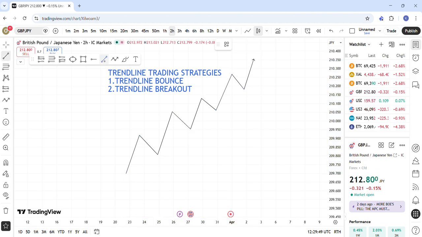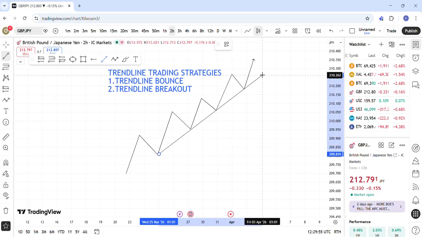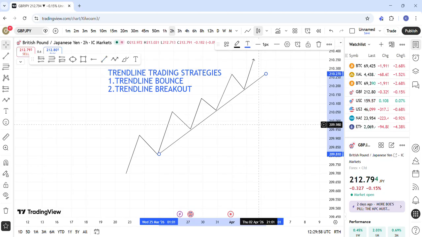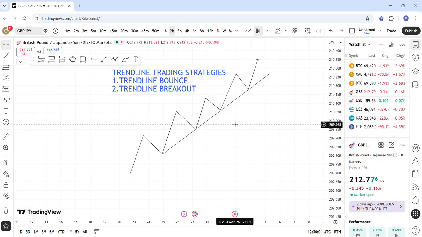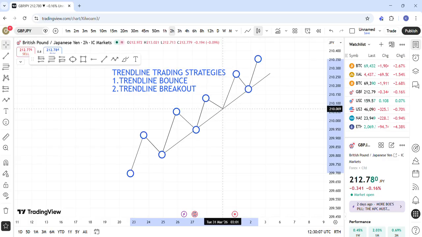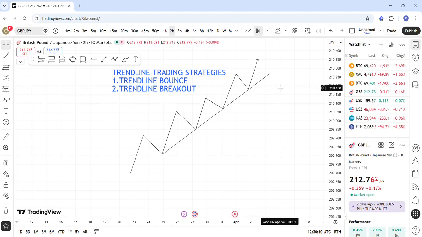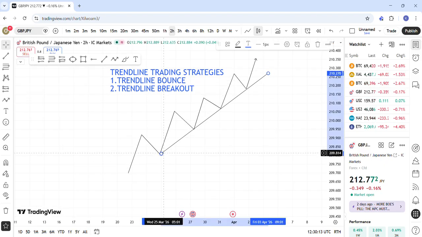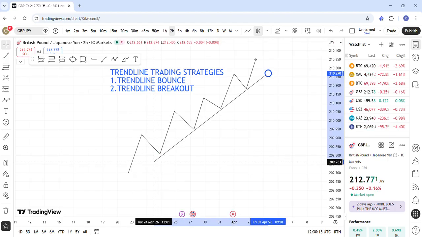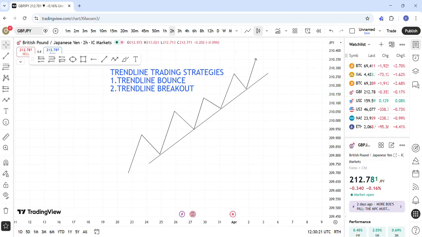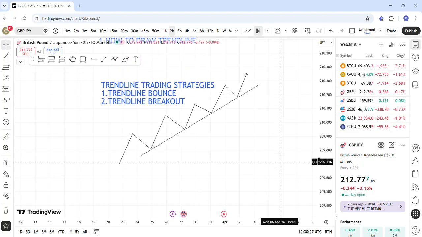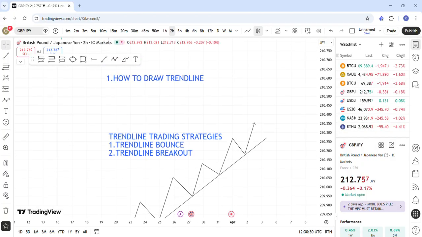So this is a support here. If you notice now, this serves as a support on this trend line. This is a support on the trend line. Get me? So that's basically it. So how to draw a trend line? Of course, I just did that now. I'll be showing you guys how to draw a trend line.